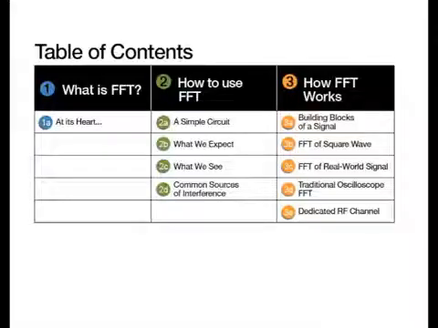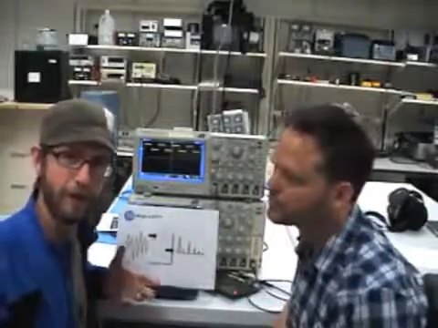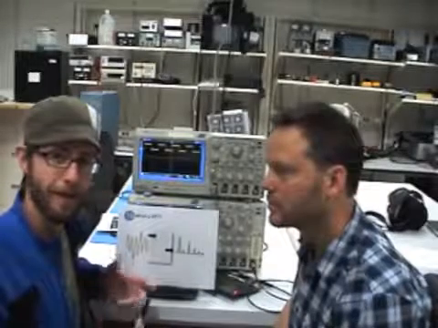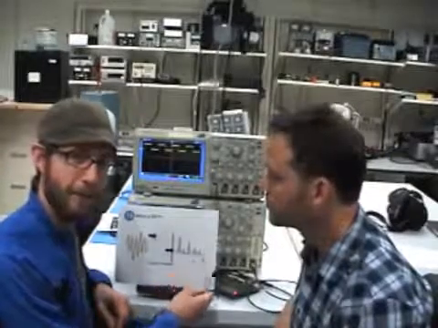We're going to do a video on FFT. That's right, the fast Fourier transform. So just what is it, Ian? It's just a different way of looking at your signal. On oscilloscopes, we're used to looking at voltage changing over time. FFT just shows you instead what voltages are present at each frequency.